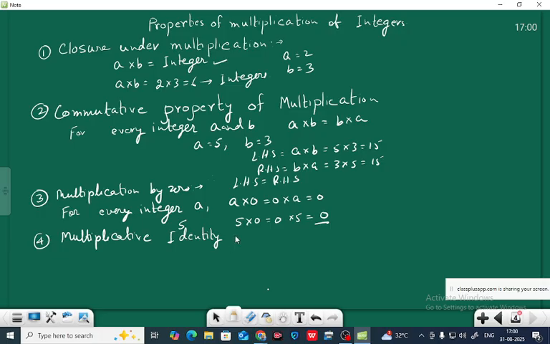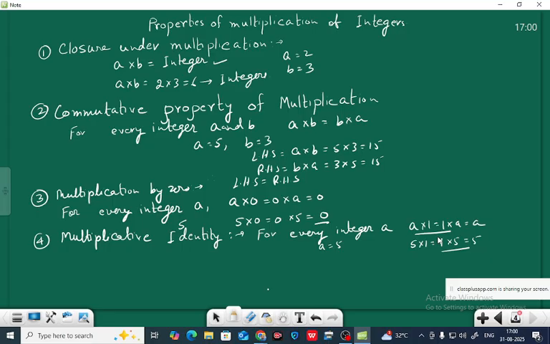Multiplicative identity: for every integer a, a into 1 is equal to 1 into a is equal to a. Let us take one integer, suppose a is equal to 5. If we see there, 5 into 1 is equal to 1 into 5, and that is equal to 5. That it holds, a into 1 equal to 1 into a is equal to a, and this is multiplicative identity, right?